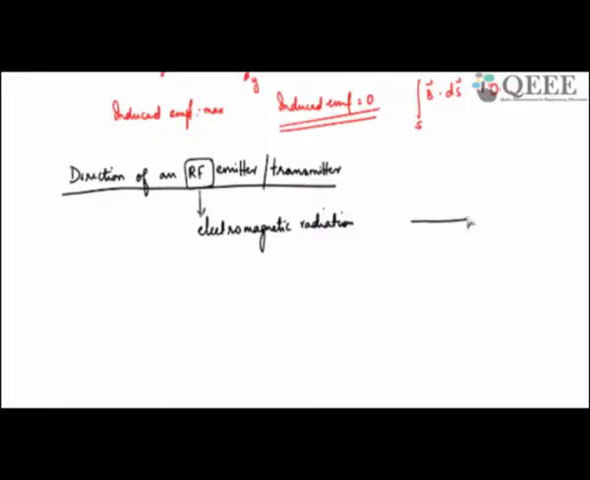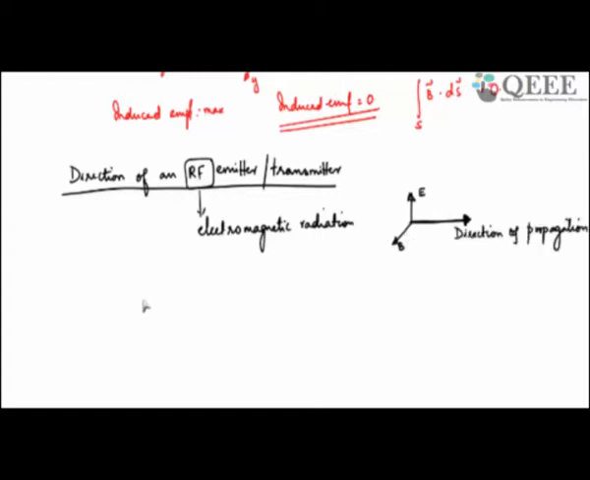So, the simple experiment you can do is, because it is RF, it will have electromagnetic radiation, and we know very well that if the radiation is propagating in this direction, it will have its electric field, let us say in this direction, and let us say the magnetic field is in this direction. This is the direction of propagation.